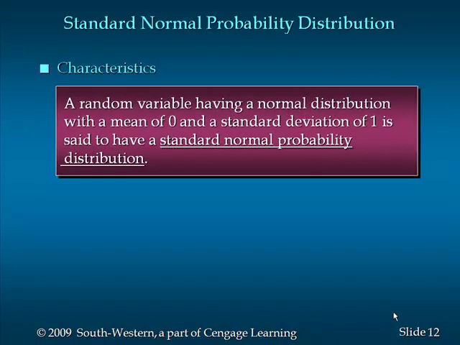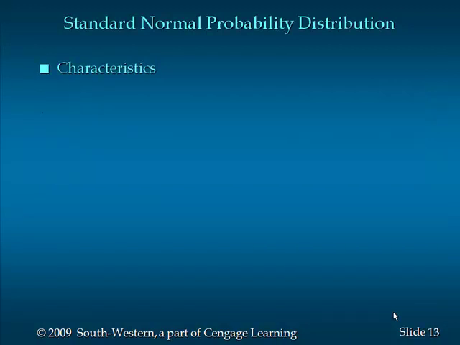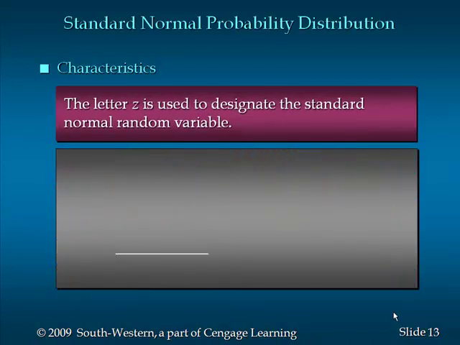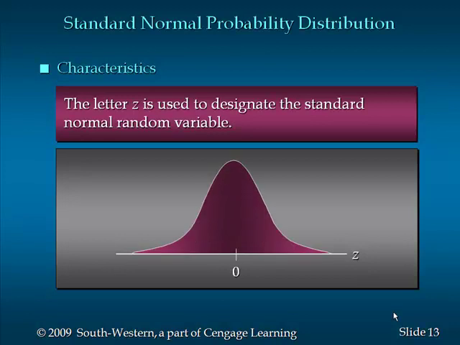There is a special case of a normal probability distribution that is called the standard normal probability distribution. The standard normal probability distribution is a distribution that is defined as having a mean of 0 and a standard deviation of 1. Here is a view of the standard normal probability distribution with a mean of 0 and a standard deviation of 1. We call the standard normal probability distribution the Z distribution.